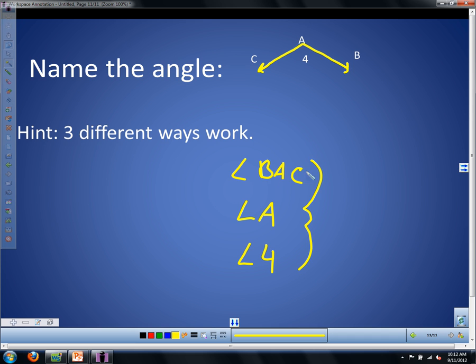Is there another way we could write this? CAB. As long as the vertex is in the middle, it doesn't matter which order I put the other letters. The vertex is in the middle. So those are our 3 ways. Actually we came up with 4 to name that angle. Question? Yes. All right. I think that's everything.